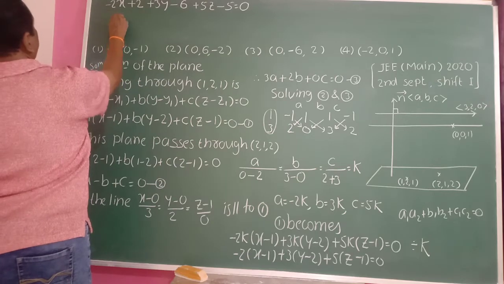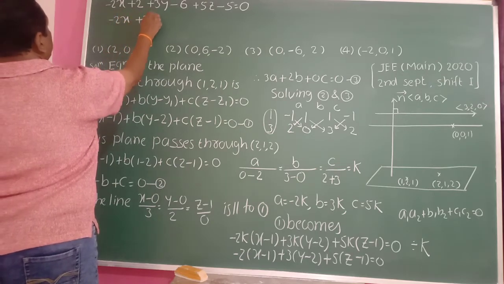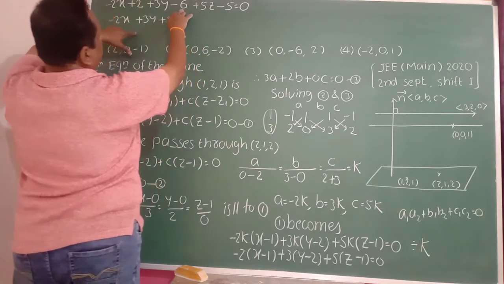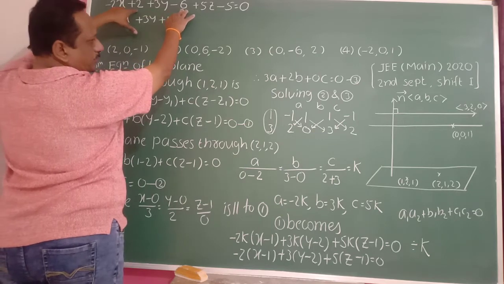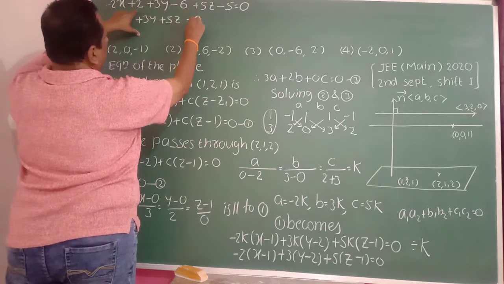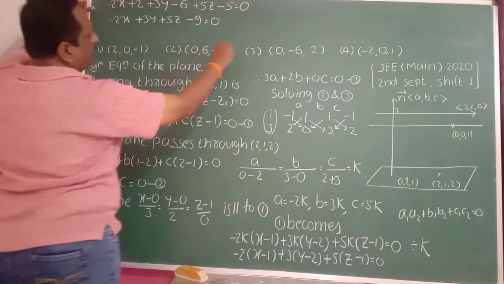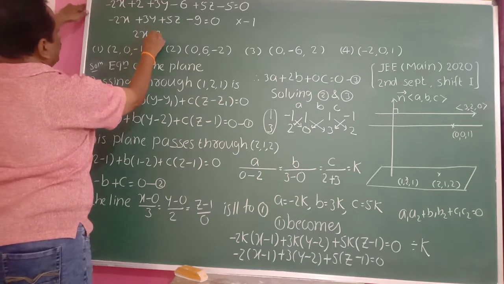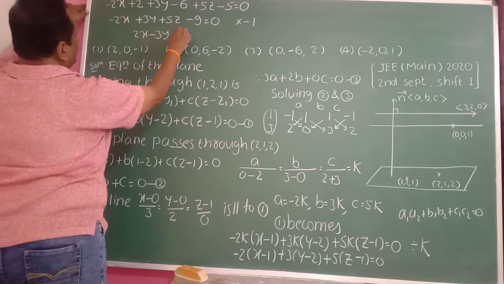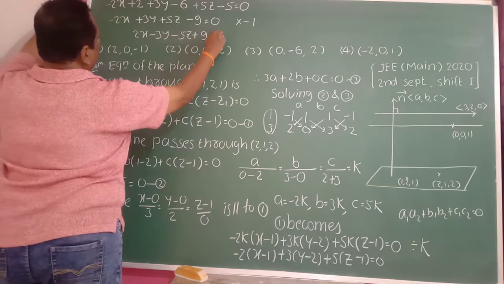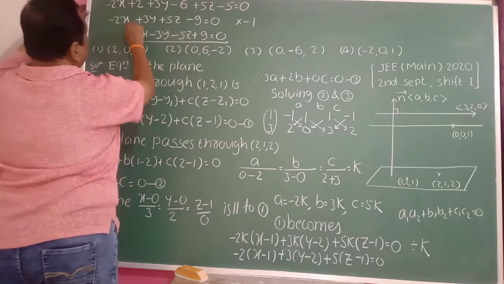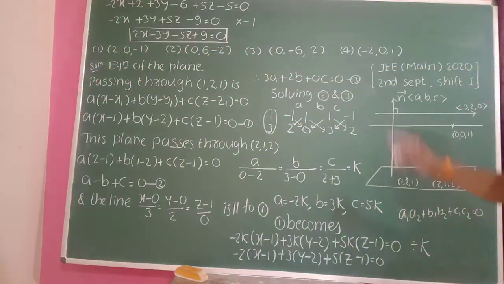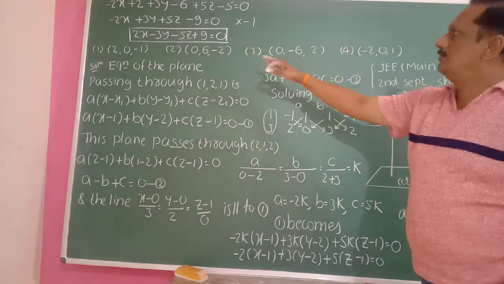So it is minus 2x plus 3y plus 5z, then 2 minus 5 minus 6 is minus 9, is equal to 0. Then multiplying both sides by minus 1, we get 2x minus 3y minus 5z plus 9 is equal to 0. So this is the equation of the plane. This plane also passes through any one of these 4 points here.